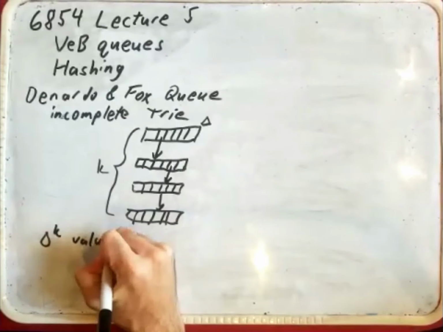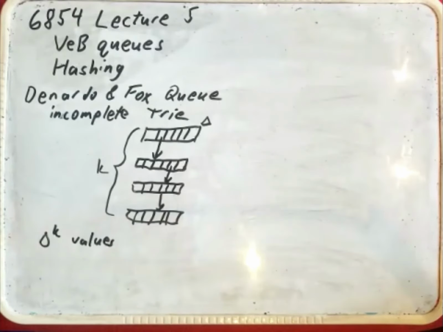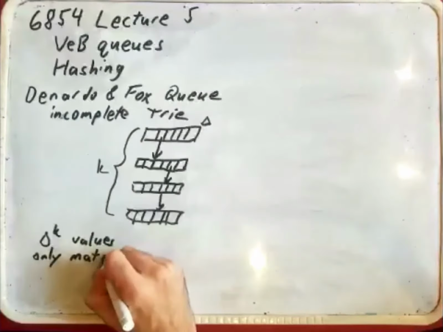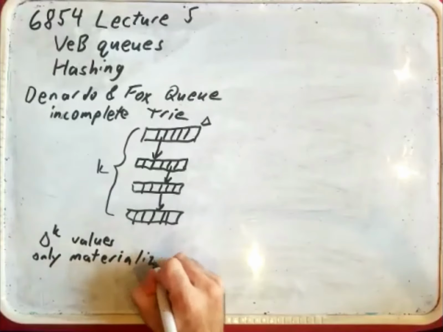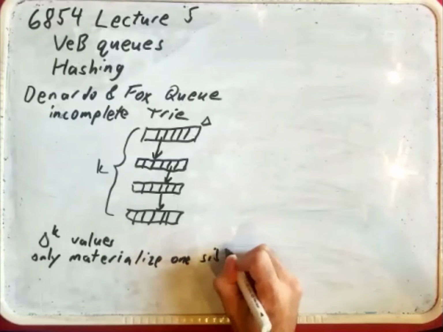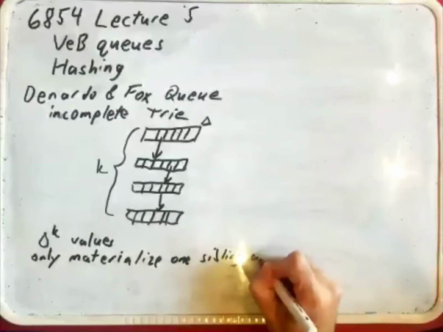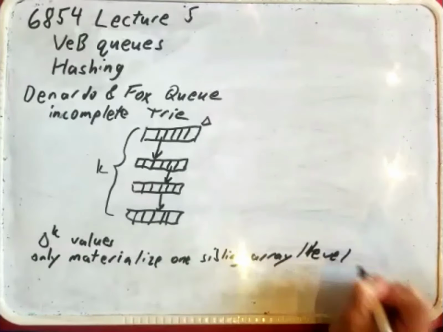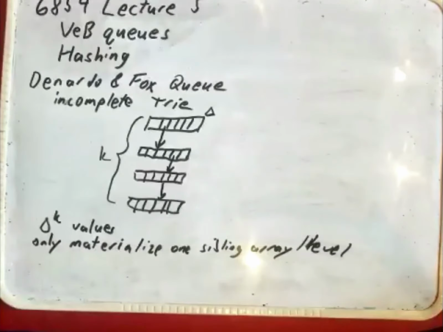But for performance, Dinitz and Fox recognize that in our application to shortest paths, we don't need the whole trie at once. And so they only materialize one sibling array per level of the trie, which means that our space is very small.